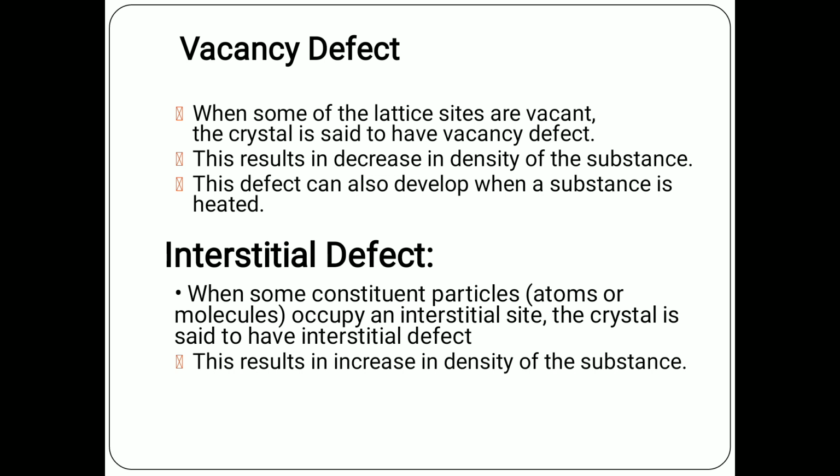So now coming to the interstitial defect. Interstitial site is nothing but a void. When some of the constituent particles, maybe atoms or ions or molecules, occupy the interstitial site or void, then the crystal is said to have an interstitial defect. This results in an increase in the density of the substance.